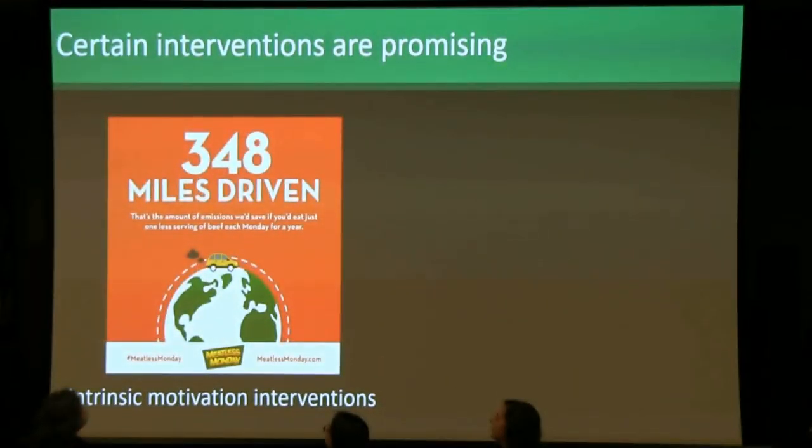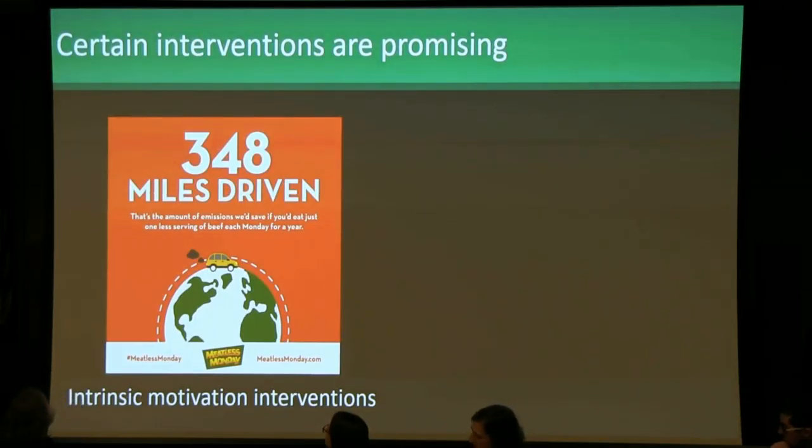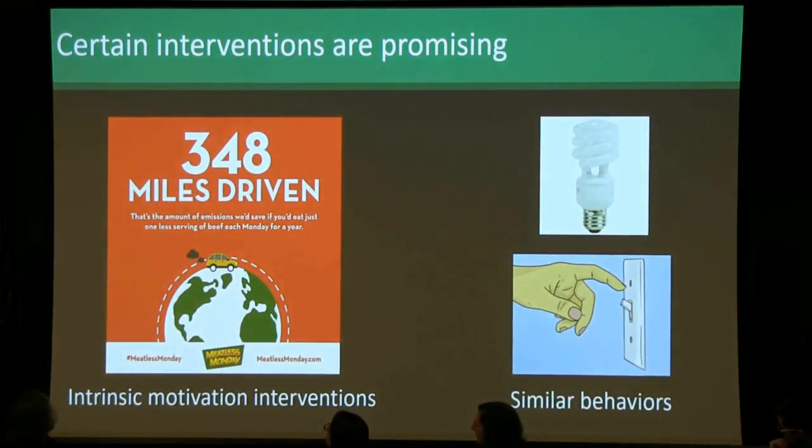And we saw some evidence that certain interventions might be promising. So intrinsic motivation interventions and maybe identity interventions have some promise. Guilt interventions should likely be avoided if you're shooting for spillover. And also, encouraging behavior to spillover to similar behavior seems like a good strategy.